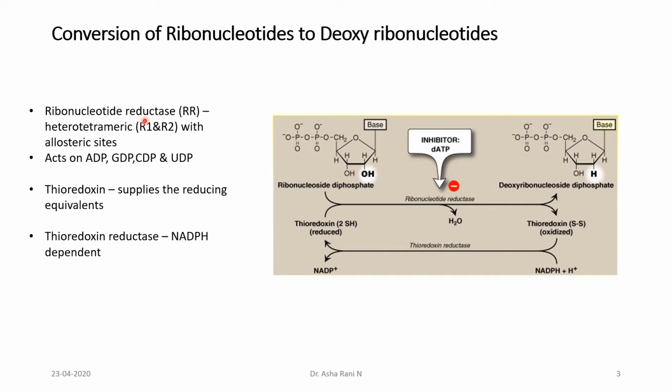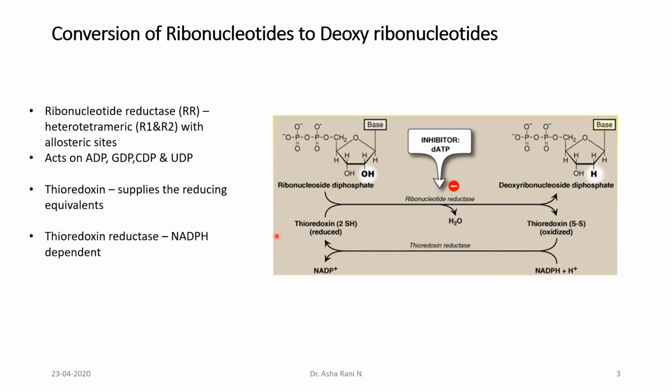Now we will see the reaction mechanism. This ribonucleotide reductase is a multi-subunit enzyme. It is a heterotetrameric protein which has two different subunits R1 and R2 with allosteric sites. So the sulfhydryl group of this enzyme provides the hydrogen atom required for reduction. And this hydroxyl group at C2 position is reduced to H, and this is catalyzed by ribonucleotide reductase.